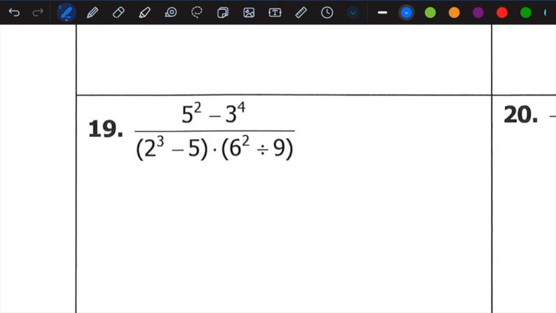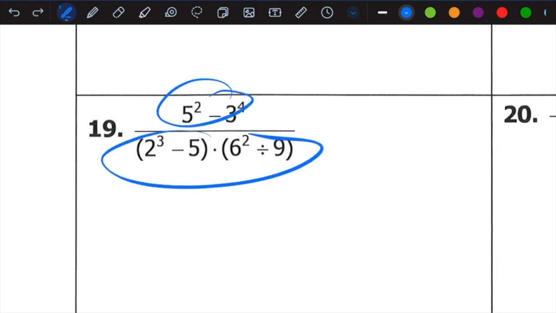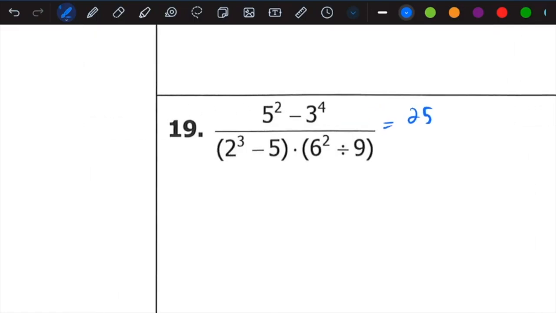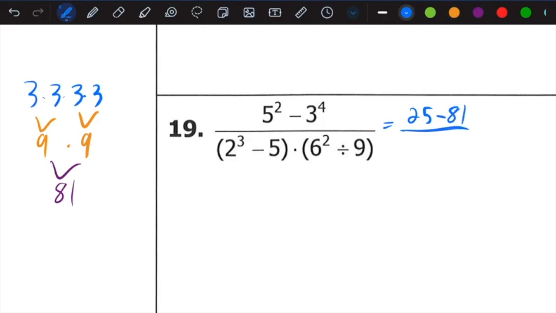Number 19, a fraction again, so we're going to deal with the top separately from the bottom. From the top, we have some exponents that come first. 5 squared is 25. 3 to the 4th is 4 different 3's multiplying together. Writing it out can be incredibly helpful. 3 times 3 is 9. 3 times 3 is, again, 9. And 9 times 9 is 81. So 25 minus 81 on the top.